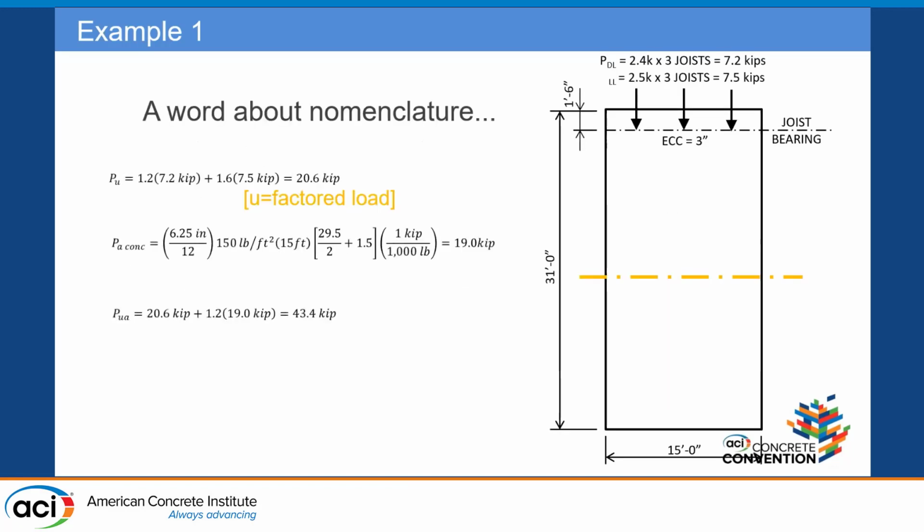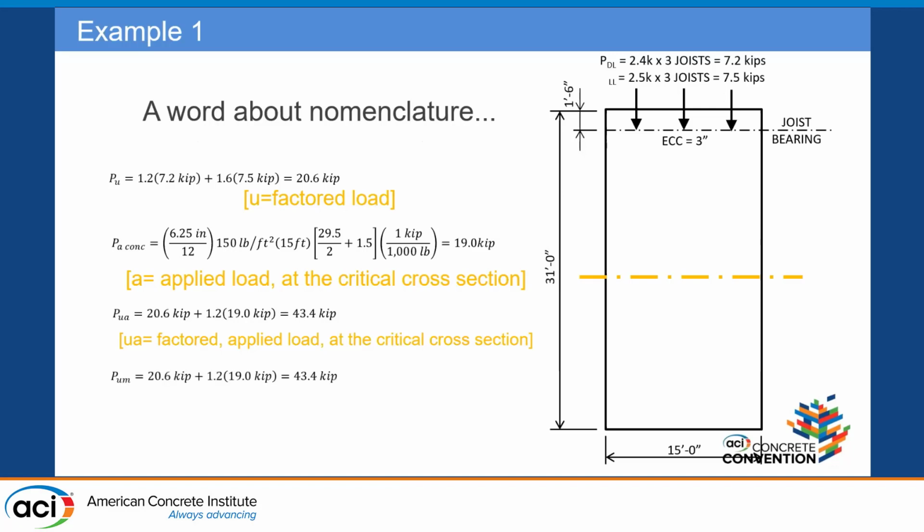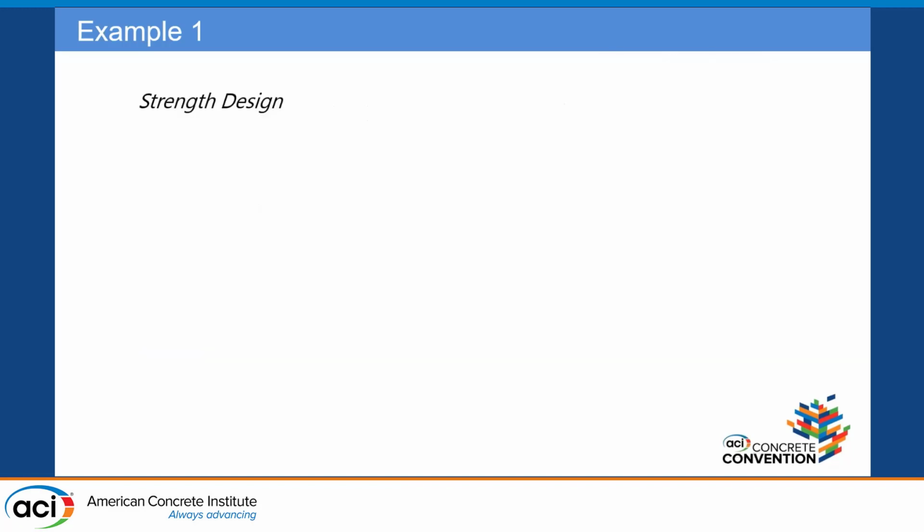Notice with the nomenclature here, U is factored load. A, this is kind of what's used in the guide. A is the applied load at the critical cross section, which happens to be the midsection, and then a factored applied load at the critical section. I think the design guide also uses M, which is a factored load at mid height. Sometimes this nomenclature gets a little bit confusing, but we'll ignore this one in here.